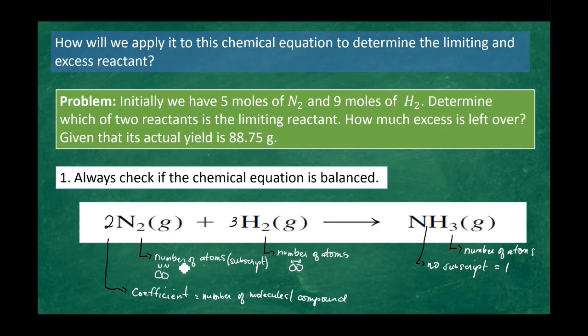For example here we have 2 nitrogen atoms, and because we have a coefficient of 2 here, meaning we have 2 molecules of 2 atoms of nitrogen, so we can write it as this. So this one is our 2 nitrogen. How about here? We have here 3.